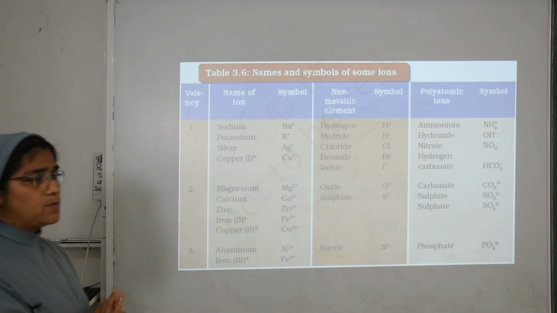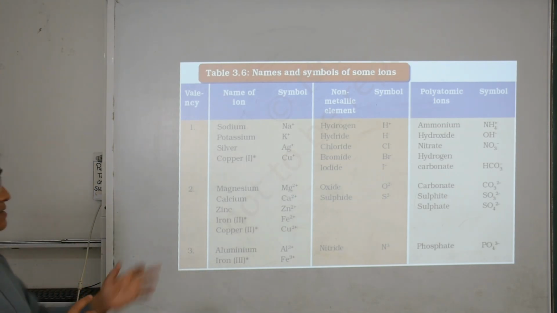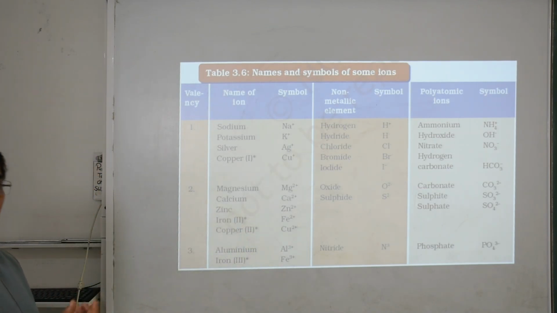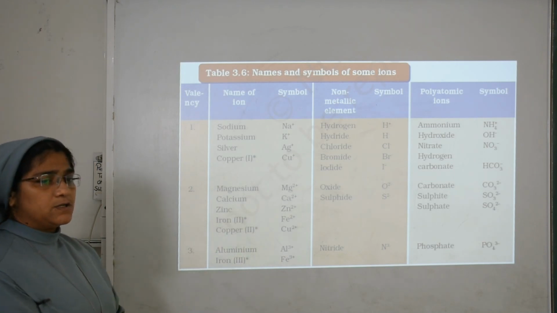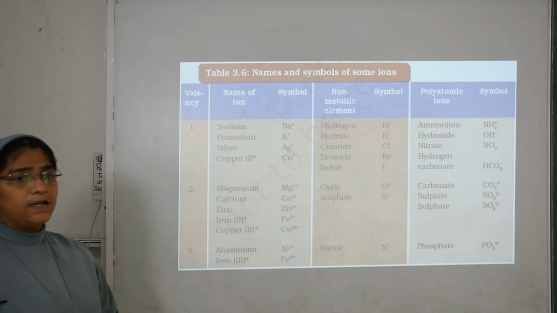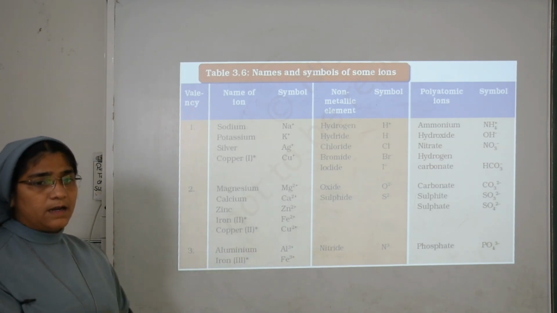Calcium we can see is Ca2 plus, meaning they are losing 2 electrons. Zinc, they are losing 2 electrons. Iron, they are losing 2 electrons. Copper, they are losing 2 electrons. Aluminium, in the case of aluminium, 3 electrons they are losing. Iron, in that case, 3 electrons they are losing.